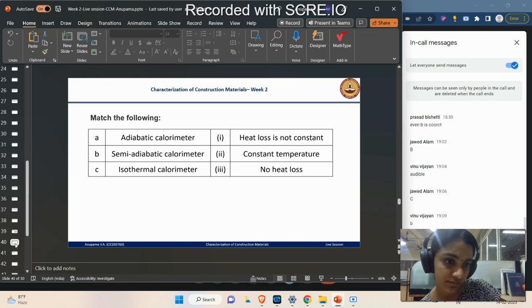Okay, one has typed A3, B1, and C2. Okay, let me give a few more seconds for others if they are typing. Is there anyone else typing?